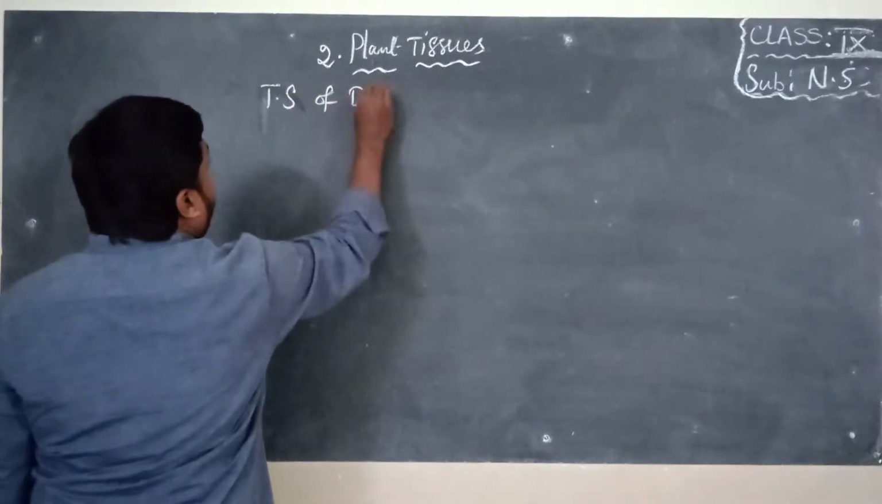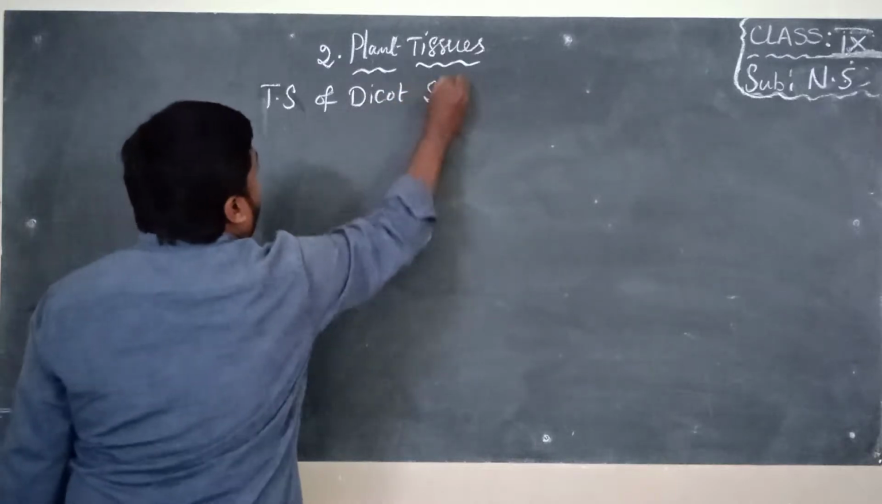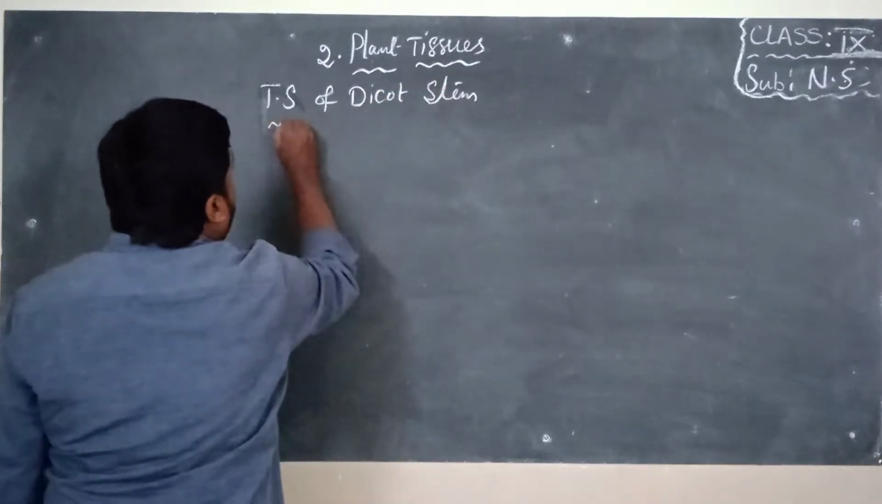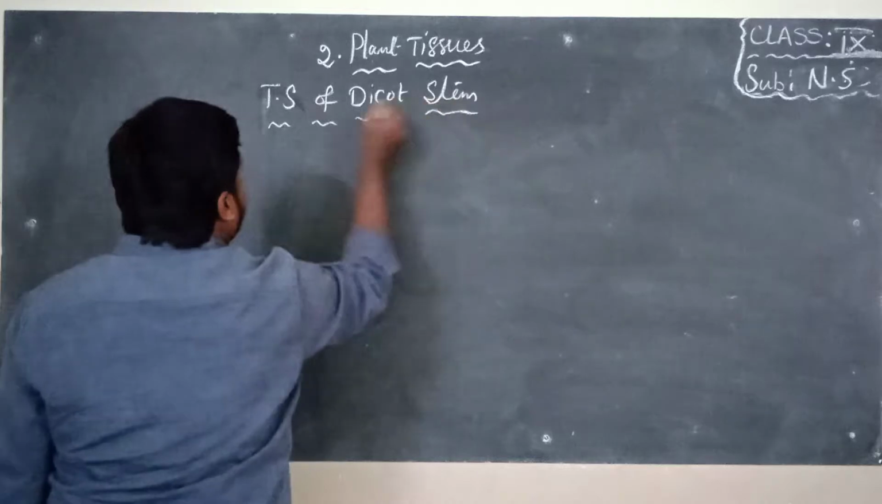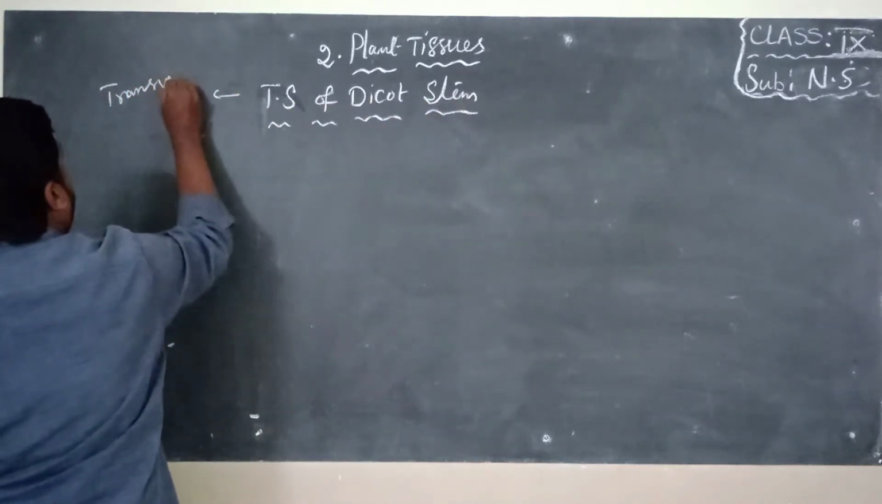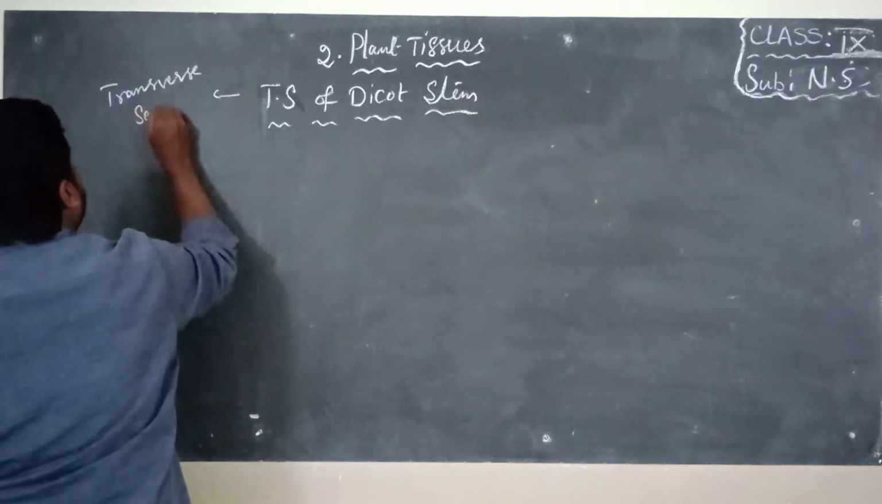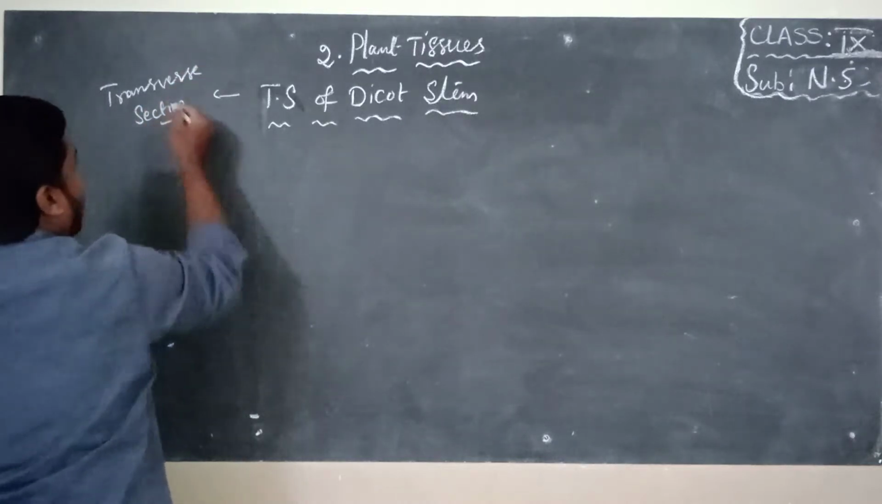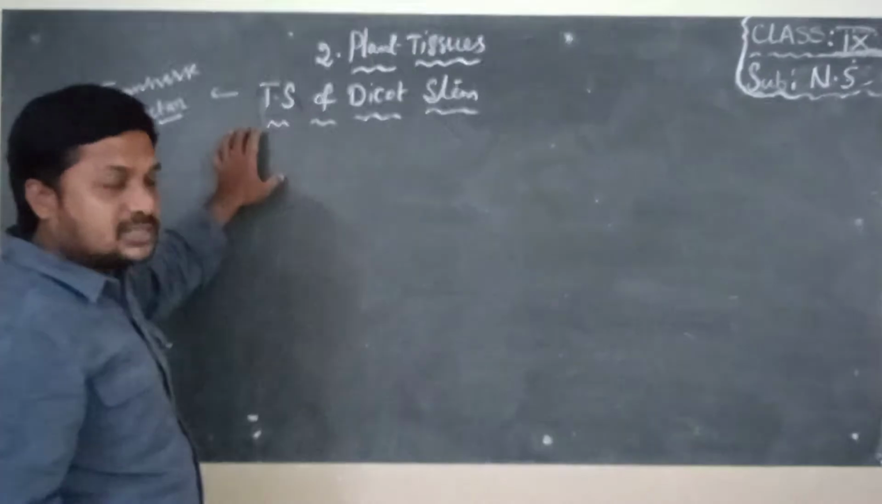TS of dicot stem. Very important, children. You also draw along with me. What is meant by TS? TS means transverse section. Transverse section means if you cut the stem horizontally, that is called transverse section.